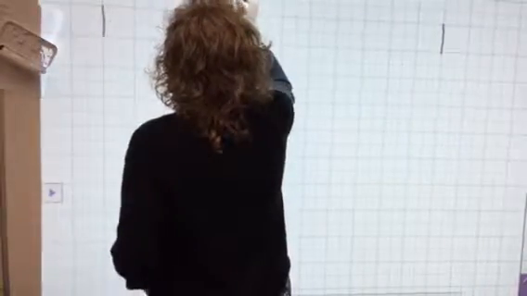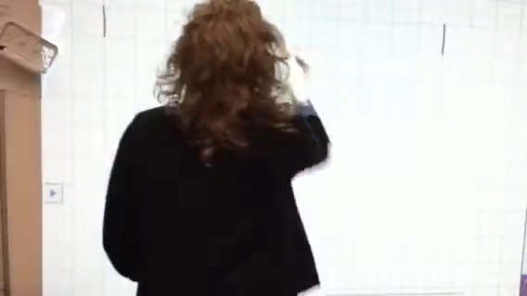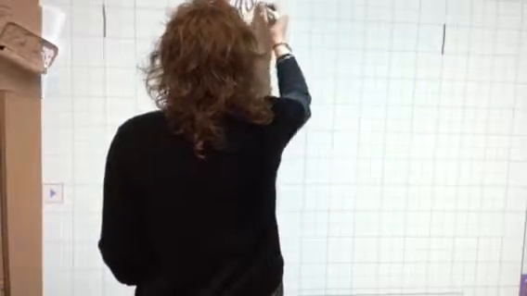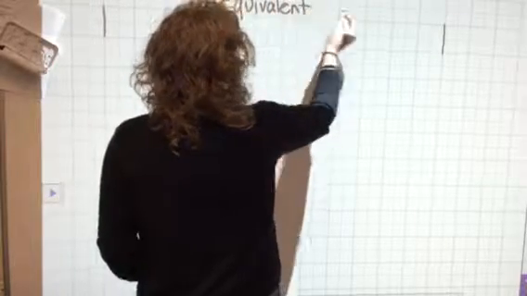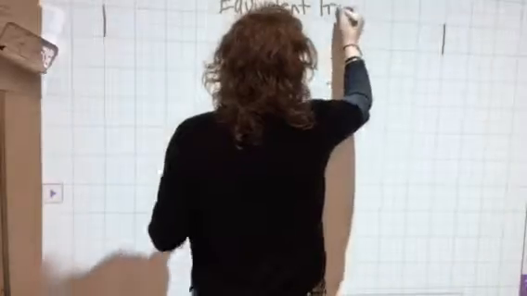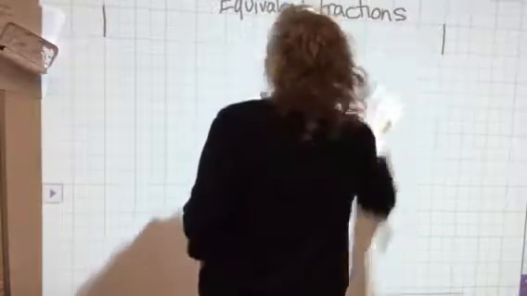Our essential question for this chapter is, how can different fractions name the same amount? We're really going to get into that today, and our thinking about factors and multiples really set the basis for this. We want to talk about equivalent fractions.